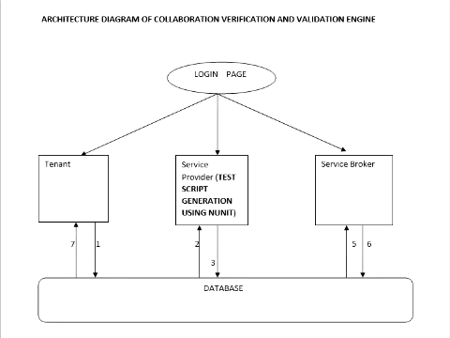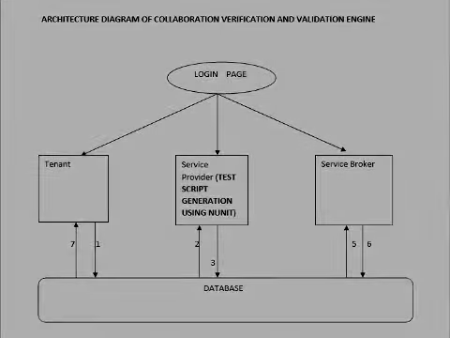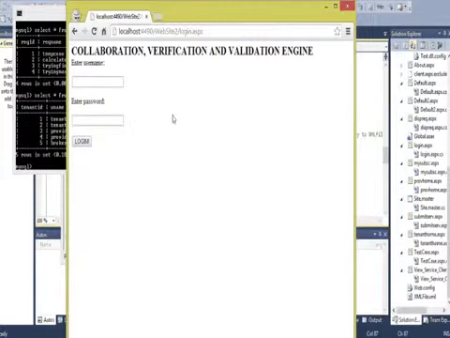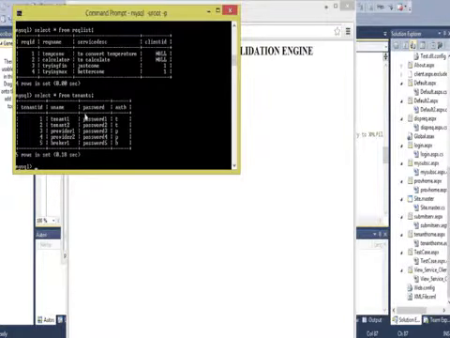So this is the first page of our project. This is a login page where the tenant, the service provider, and the broker can log in. A corresponding table has been made in the database. It is the tenants table, which holds the user ID and the password of the tenants, providers, and the broker.